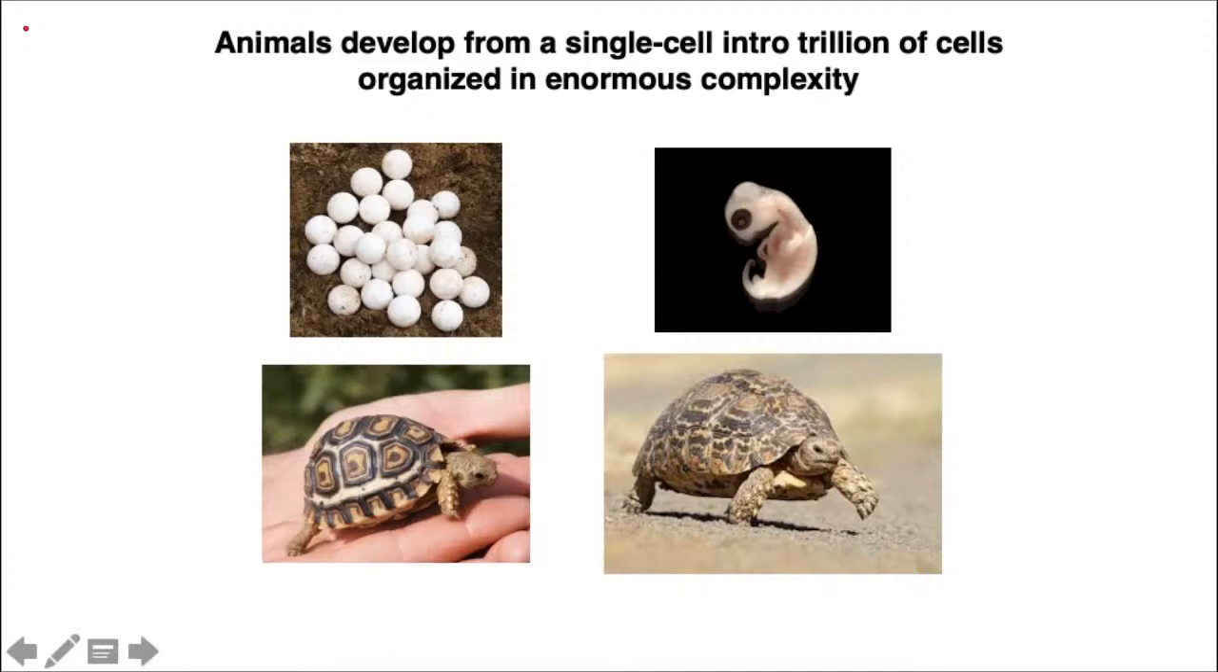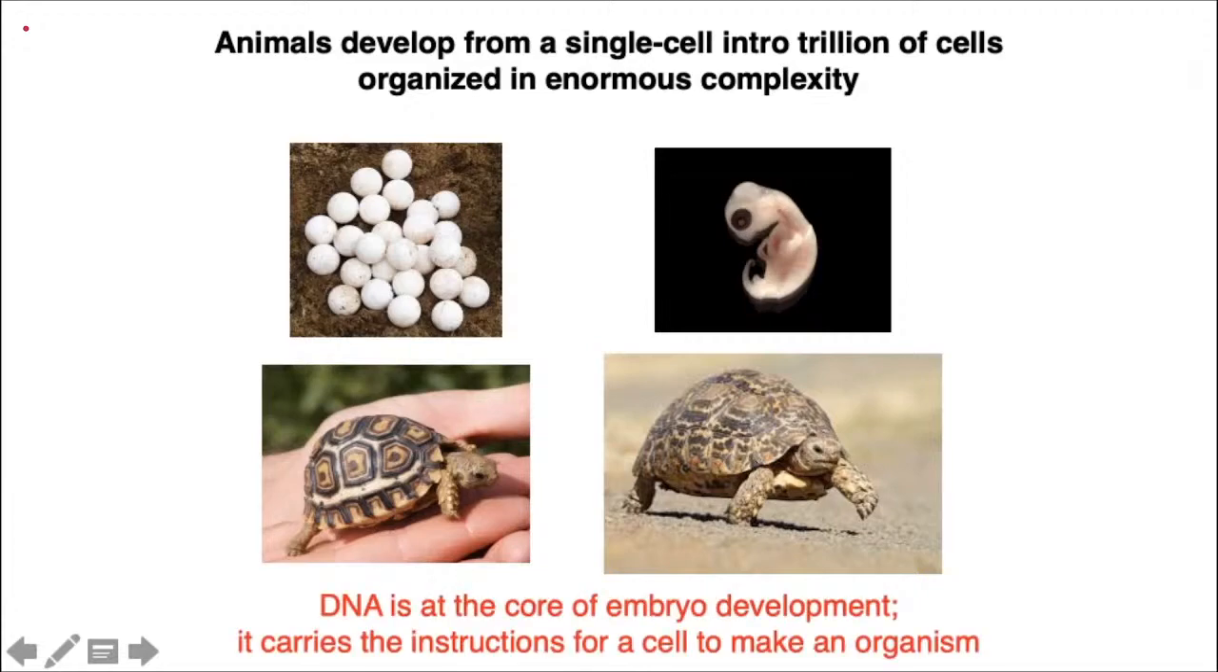This is about how a super creature, in this case a turtle, that has lots of specialized structures like limbs that allow for locomotion, eyes that allow for color vision, and a shell that allows for protection against predators, can develop from such a simple start as a single cell. What I wanted to highlight here is that at the core of this process is the molecule known as DNA. It carries the instructions for a single cell to make this super complex organism.